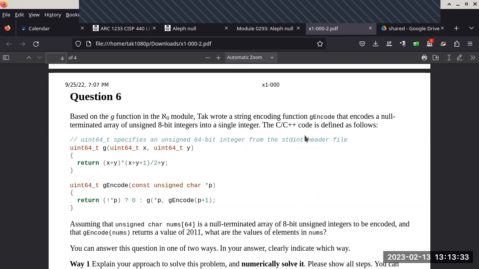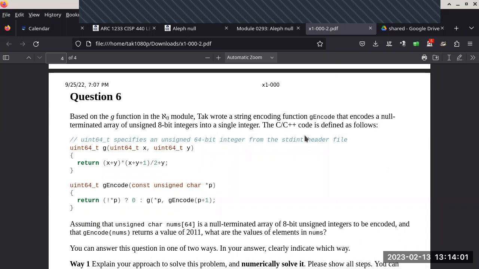And the exclamation point is saying, is what it points to a null? Because a null character is also interpreted as false, not false is true. So we get to here if and only if the character that P points to is a null character at the end of a string. Is that okay? So if P is pointing to a null character, I just return a 0.